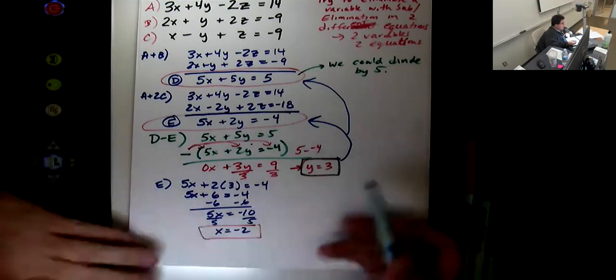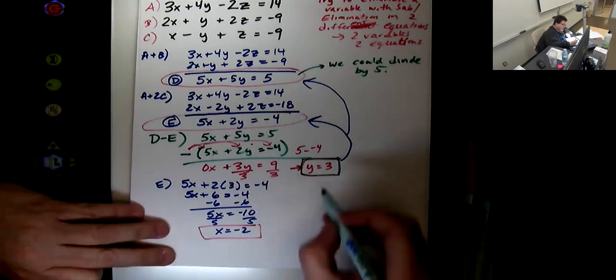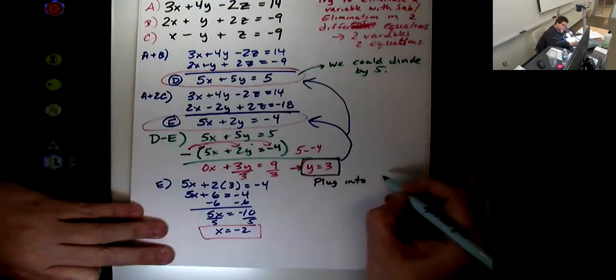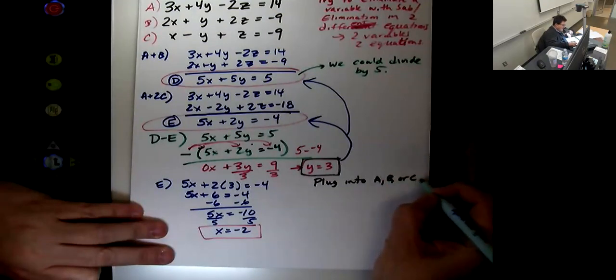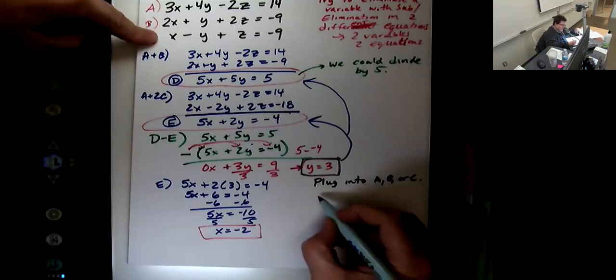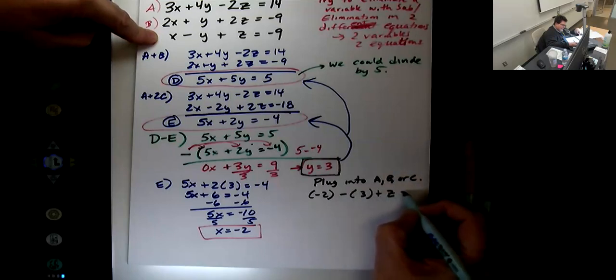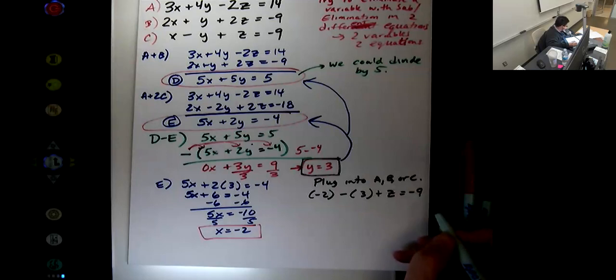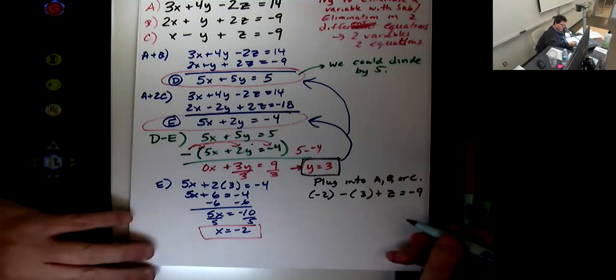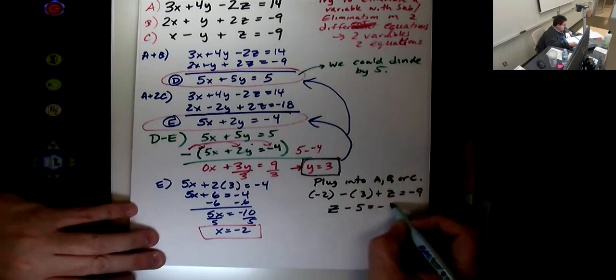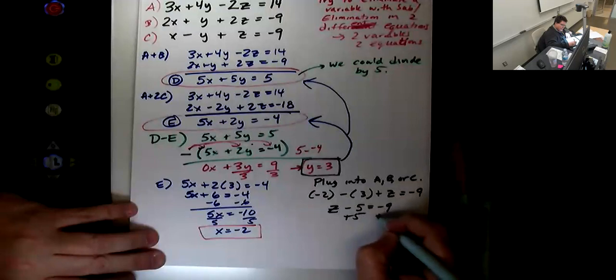Now I have 2 of the variables solved, I know what they are. Then plug into one of the original 3. I think C is the easiest one to plug into. I have negative 2 minus 3 plus z equals negative 9. So z minus 5 equals negative 9. Add 5 to both sides. I get z equals negative 4.